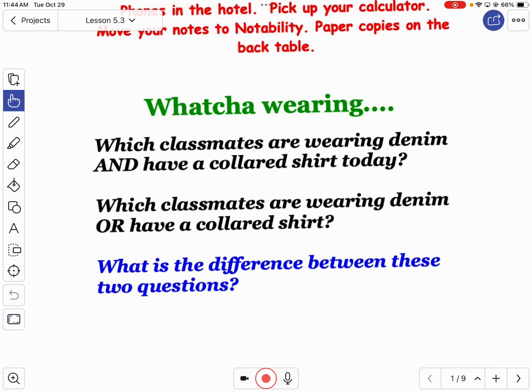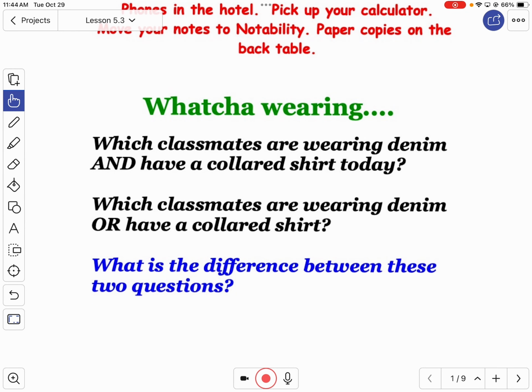Okay. So we're talking about what we're wearing. You know, I think this question's a little outdated because not everybody wears a shirt with a collar anymore. All right. That used to be something. So who's wearing denim, meaning you got jeans on? Who's got on jeans today?